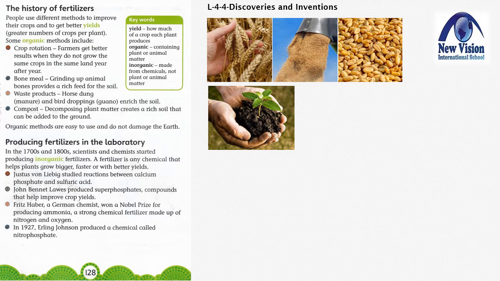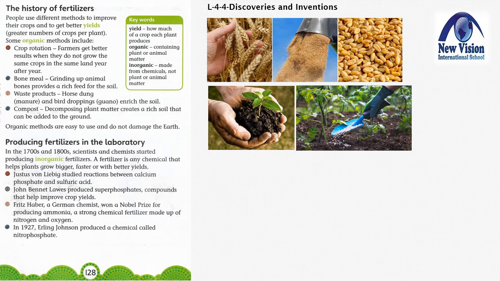Now, producing fertilizers in the laboratory. In the 1700s and 1800s, scientists and chemists started producing inorganic fertilizers. A fertilizer is any chemical that helps plants grow bigger, faster or with better yields.